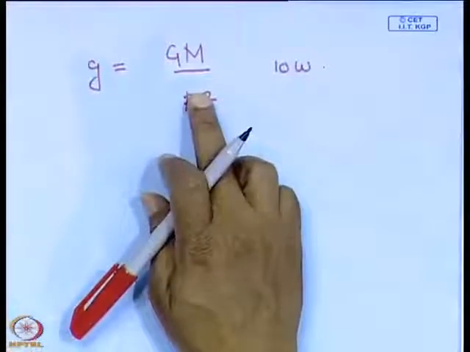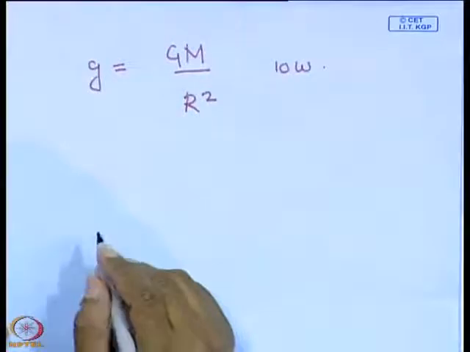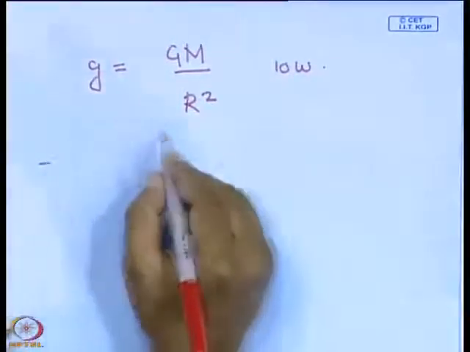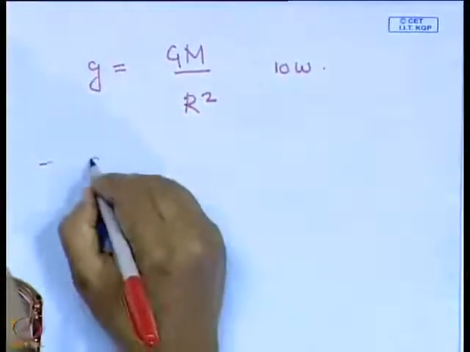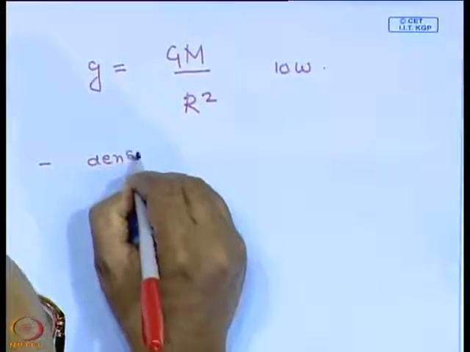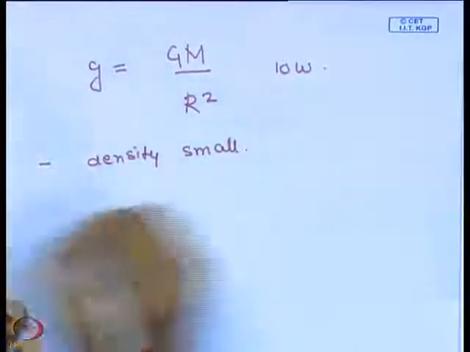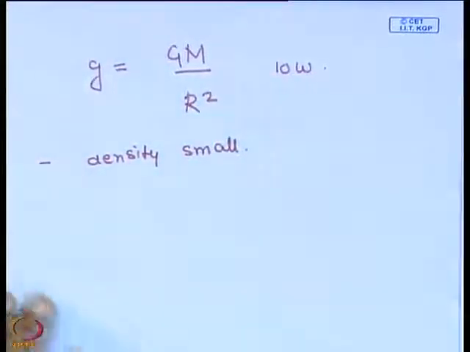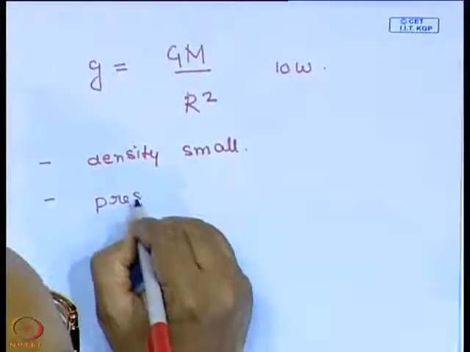So the surface acceleration has fallen, and as a consequence of that, the density, two things happen. The density is small at the surface, right. This is obvious because the r has gone up, the mass is fixed, and also the surface pressure is low.